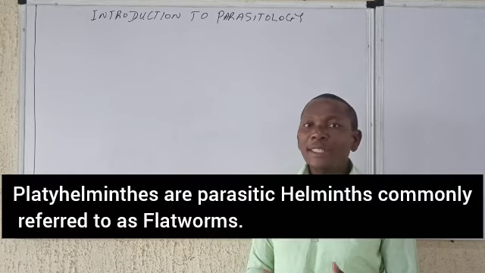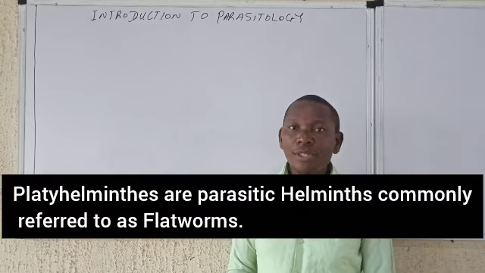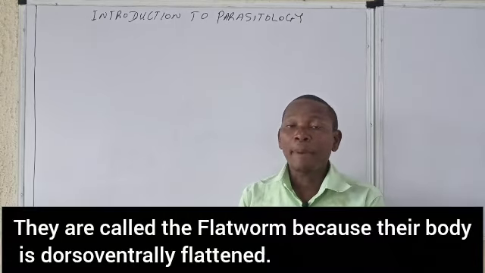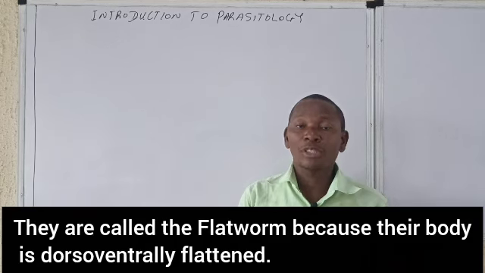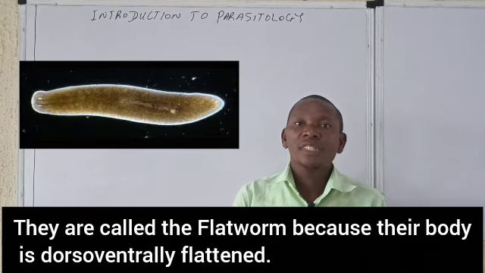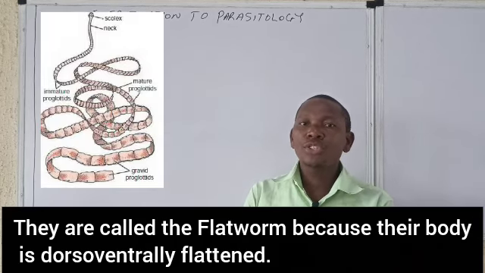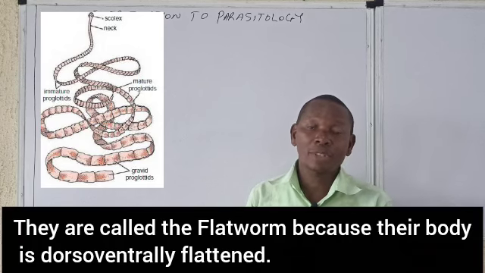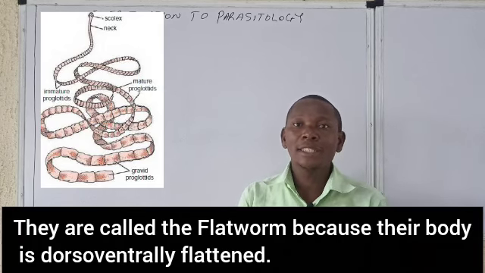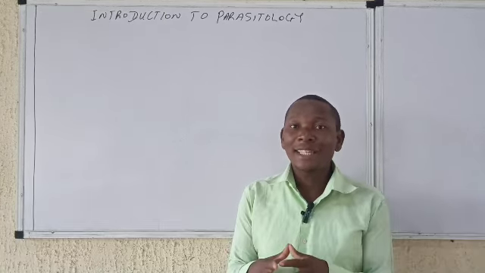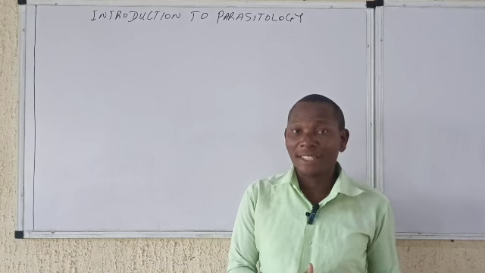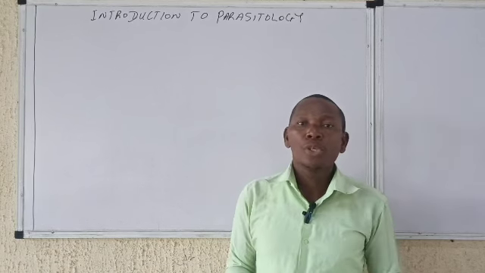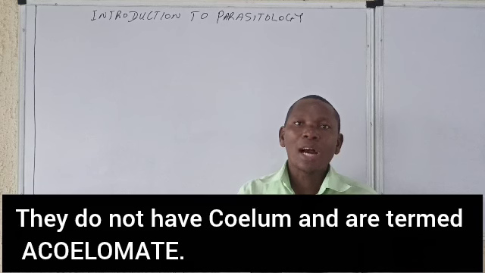We also have the Platyhelminthes, which are part of the helminths. They are generally regarded as the flatworms. They are called flatworms because their body is dorsoventrally flattened, as you can see from the diagram displayed on the board, and some of them lack the digestive system, such as the tapeworm. Note that this group are acoelomates.